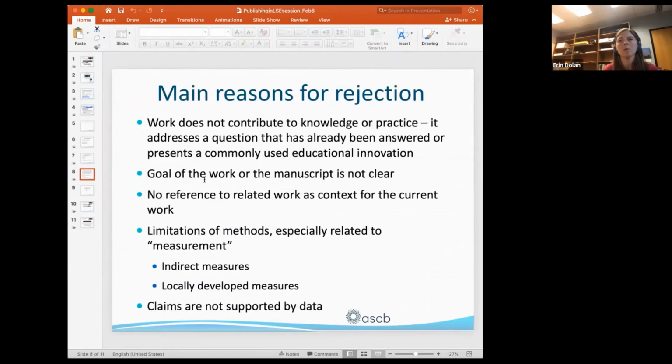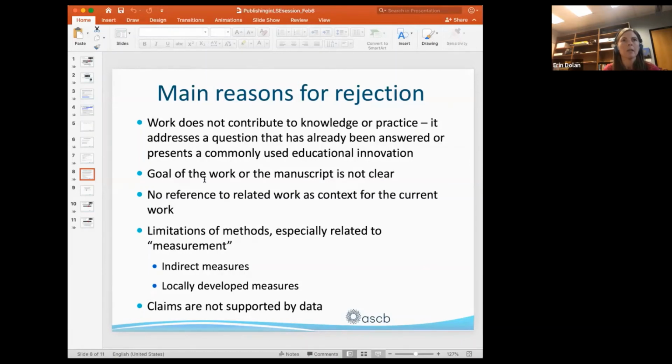So why do papers get rejected? Here are some of the main reasons. One is that the work doesn't contribute to knowledge or practice. So it addresses something that we already know, for example, that active learning works. Another main reason is that the goal of the work or the manuscript is not clear. Again, many ideas are mentioned, but none sort of form the focus or the basis of the work or the manuscript. A third is that there's no reference to related work as context for the current work. So this makes it really hard to figure out what the contribution is. So that's a reason why work gets rejected.